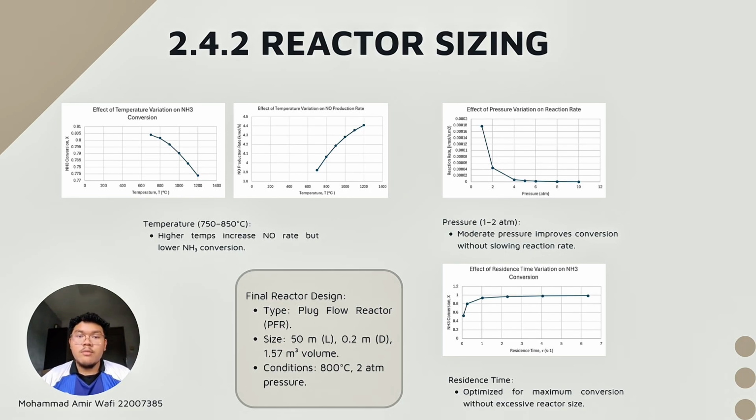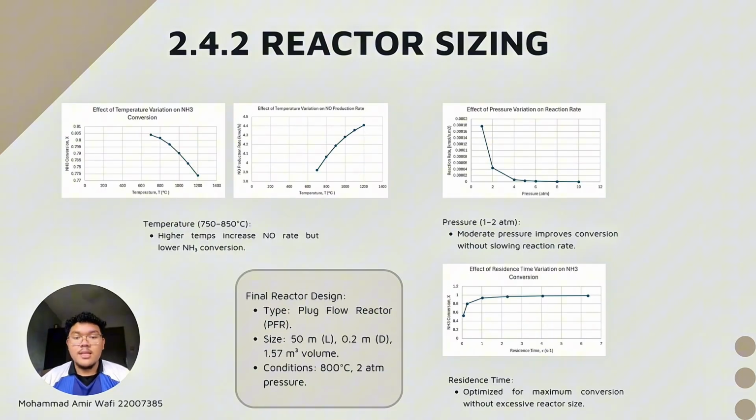So the key operating conditions were optimized in three ways. First one is temperature, which is 750 to 850 degrees Celsius for the best balance of reaction rate and efficiency. Second, the pressure needs to be 1 to 2 atm to enhance conversion without slowing the reaction. And the last one, residence time, which is optimized to achieve high conversion without unnecessary reactor expansion.